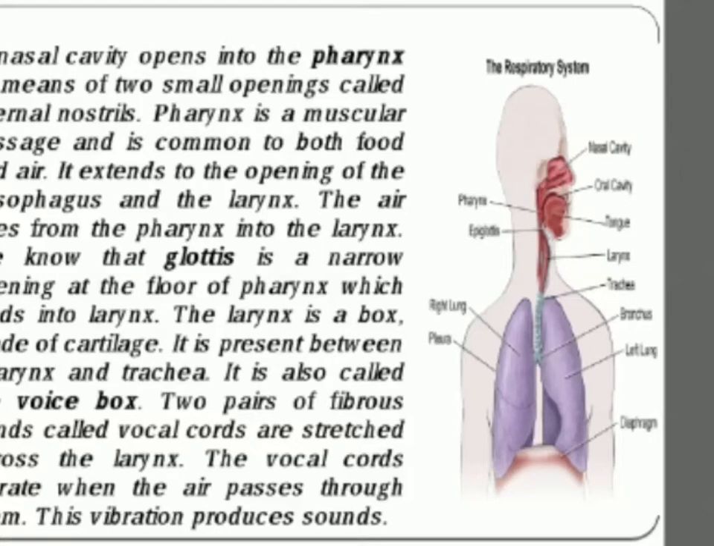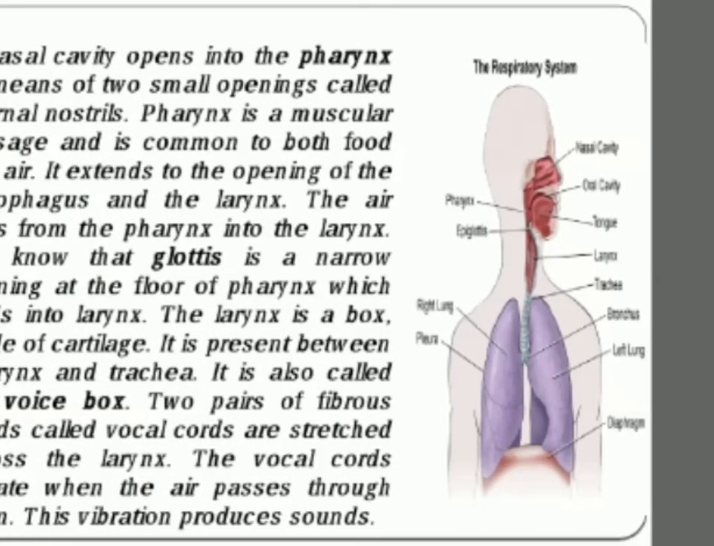The larynx is a box made of cartilage. It is present between pharynx and trachea. It is also called voice box.